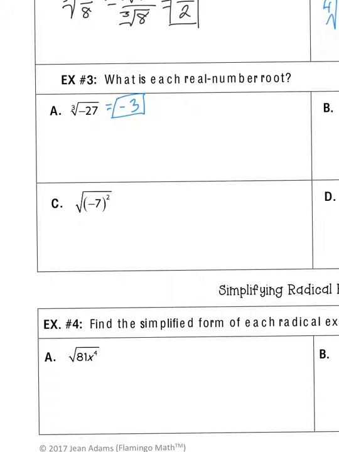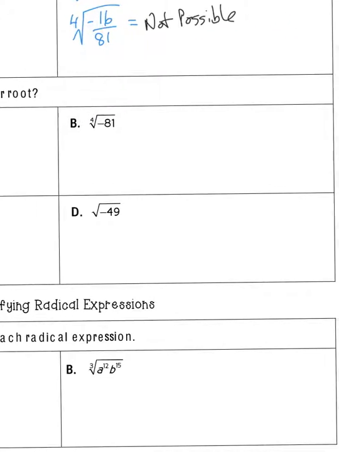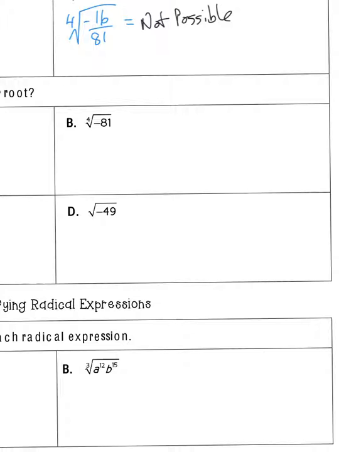Let's look at B before I look at C. So we'll move over here. So we've got the fourth root of negative 81. Can you take an even root of a negative number? No. So that is not possible.